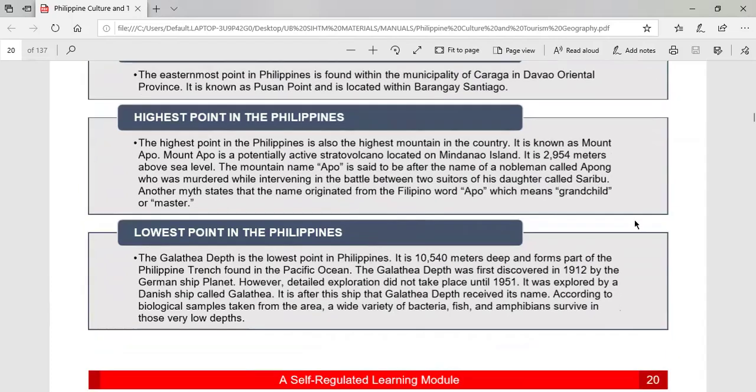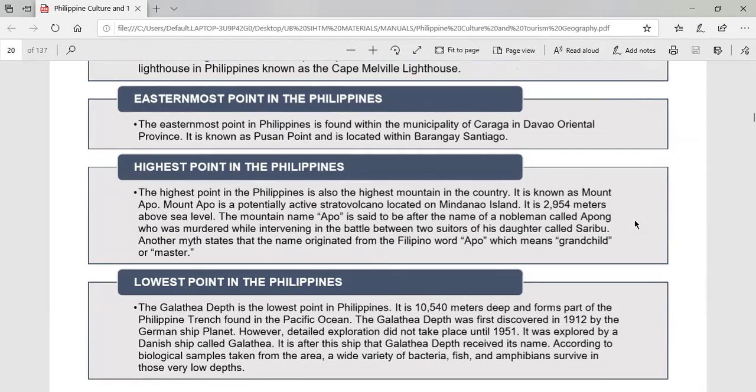The highest point in the Philippines is also the highest mountain in the country. This is Mount Apo. I believe that a lot of us are very familiar with Mount Apo already. The mountain name Apo is said to be after the name of a nobleman called Apong, who was murdered while intervening in the battle between two suitors of his daughter called Saribo. Another myth states that the name originated from the Filipino word Apo, which means grandchild or master.